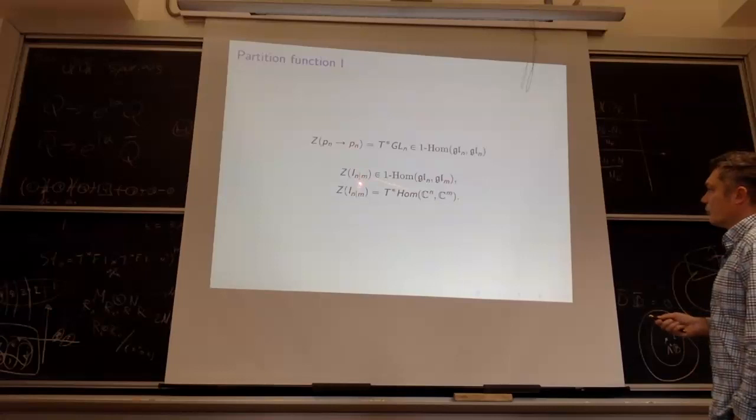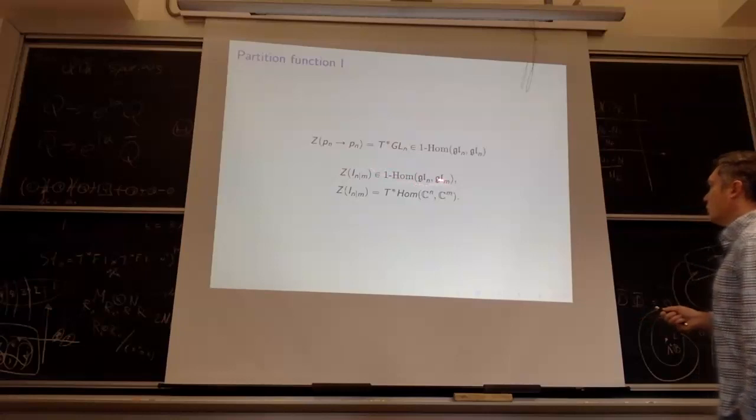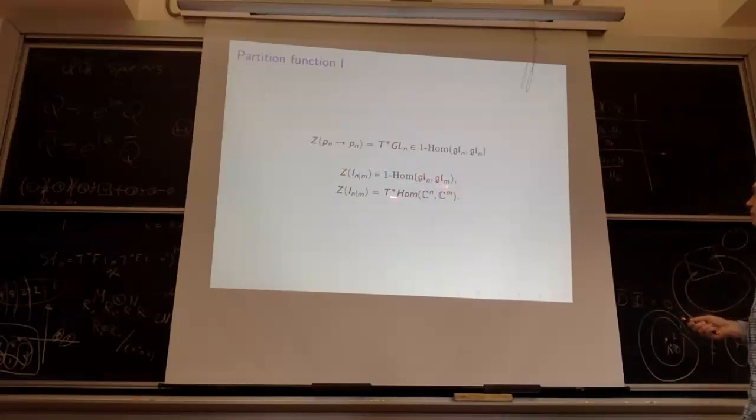So now suppose I go from n to m, where n and m are not equal. I need to attach some kind of morphism from GL_n to GL_m. It turns out that the object you want to attach is just a vector space, the cotangent to the space of n times m matrices. And now I need to give you a potential. I did write the potential, because this space has an action of GL_n and GL_m. There are two moment maps, and that gives you a potential. So that's the object you attach.